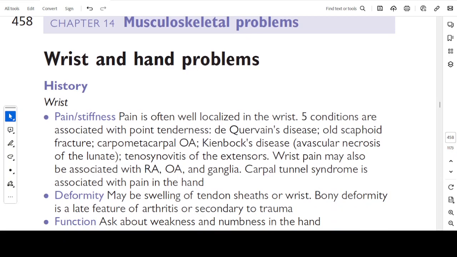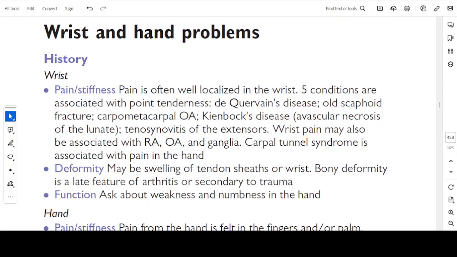Wrist and hand problems. History. Wrist pain and stiffness. Pain is often well localized in the wrist. Five conditions are associated with point tenderness in the wrist: de Quervain's disease, old scaphoid fracture, carpometacarpal osteoarthritis, Kienböck's disease, avascular necrosis of the lunate, and tenosynovitis of the extensors.